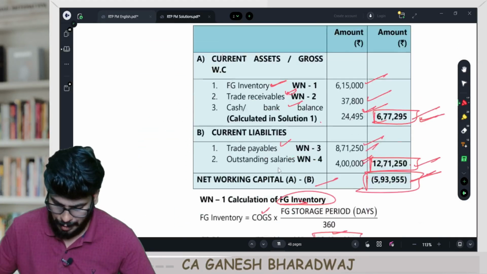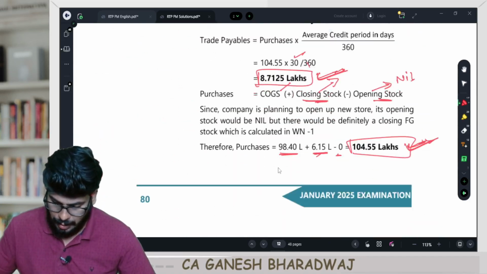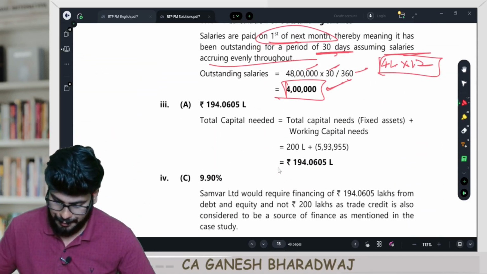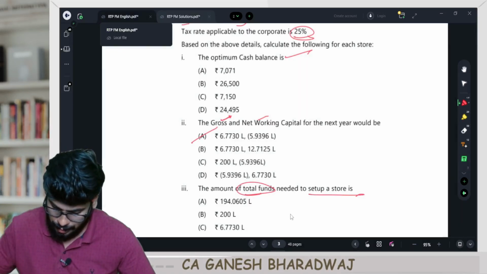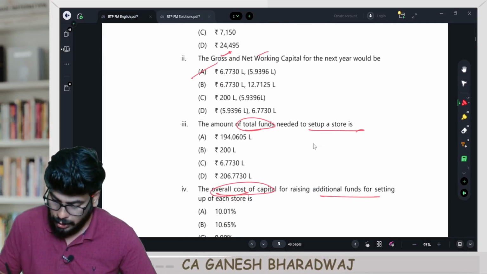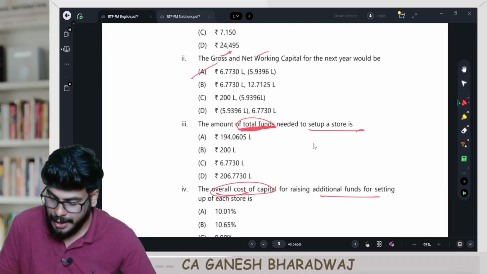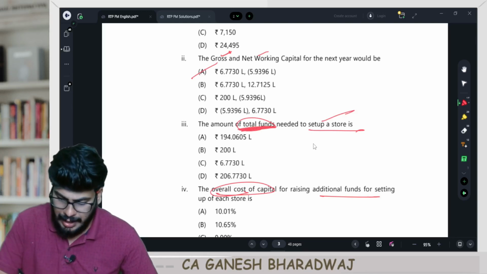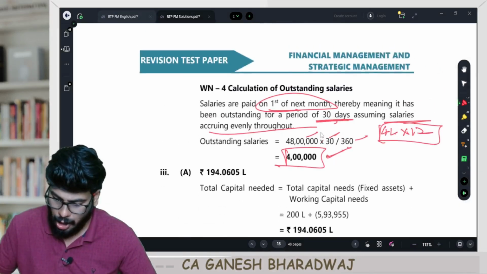Yes, that's about the first two parts of the question. Now, what is the third part of the question? So what have they asked in the question? The third part: the total funds needed to set up a store. Very simple. In the question itself, they had mentioned how much the total is.